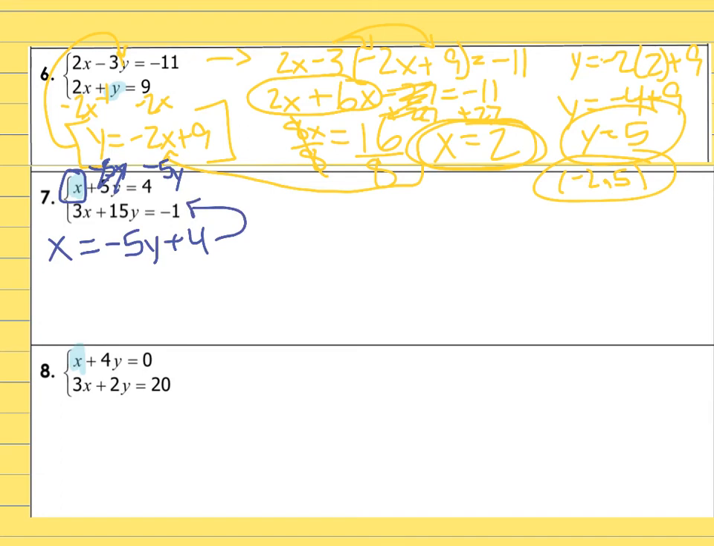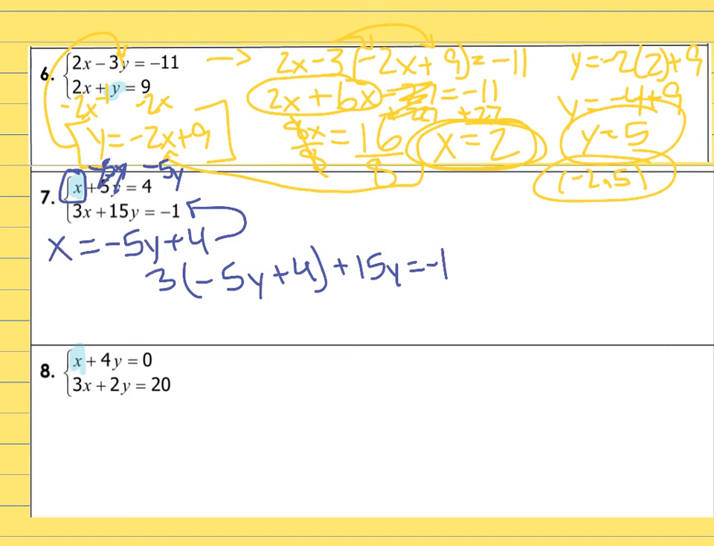And we have what? Ooh, 3 times x. Remember what x is. It's that negative 5y plus 4 plus 15y equals negative 1. Remember that in this case, when we plug in the x, we have all y's. Y is the only one left over now.